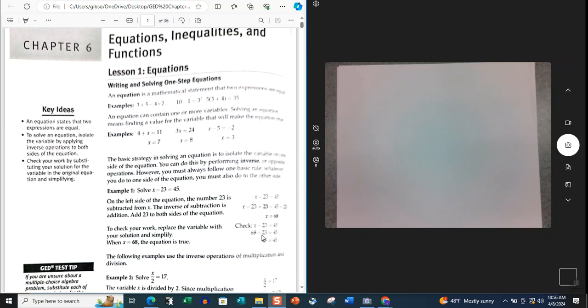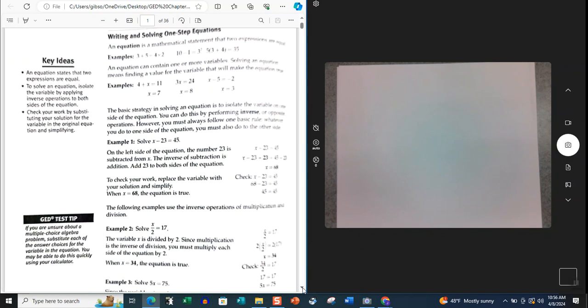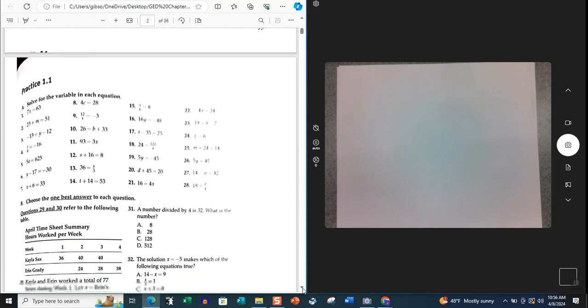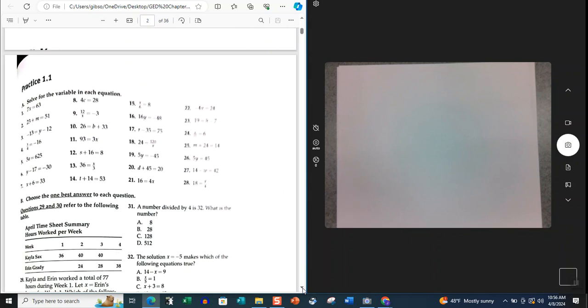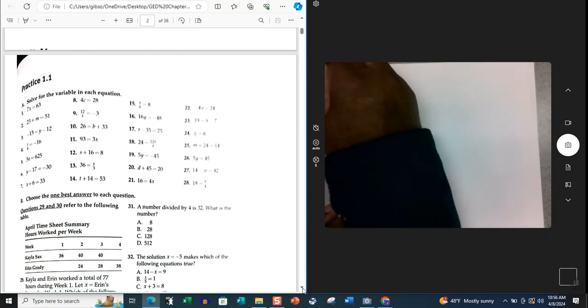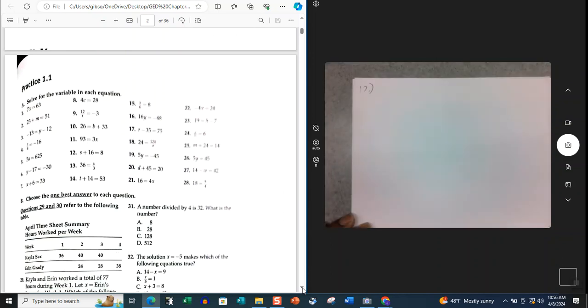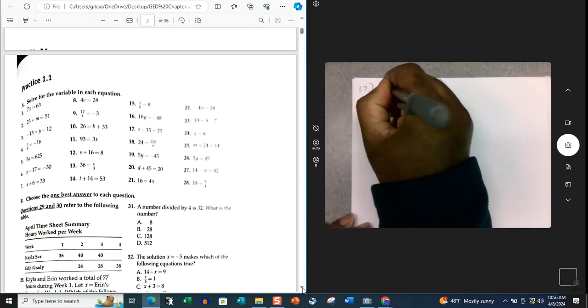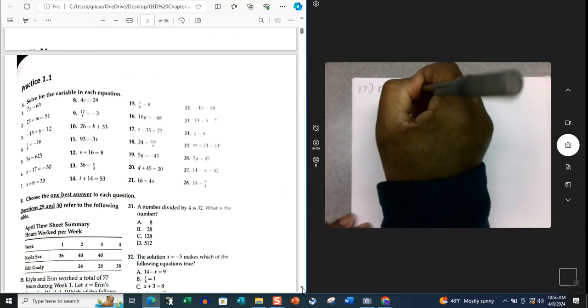Now what I'm going to do, since it's faded out, I'm going to go to some actual problems and I could go through this step by step. So I'm going to pick a problem that's similar to this problem, and problem 17 is similar to the example problem you just saw. So I'm going to do problem 17 first. So that is r minus 35 equals 75.